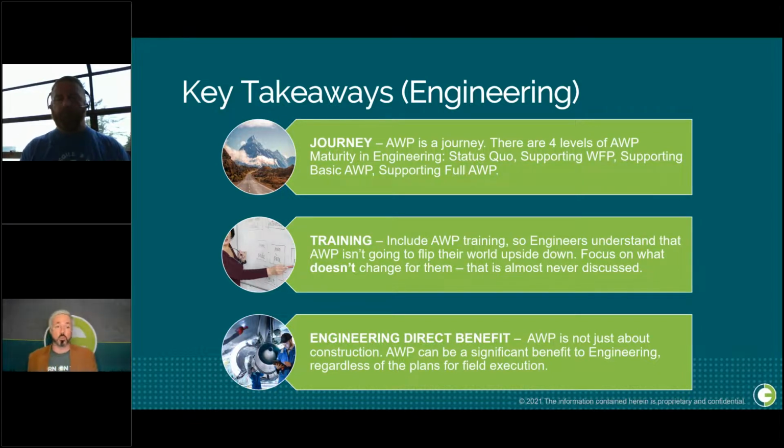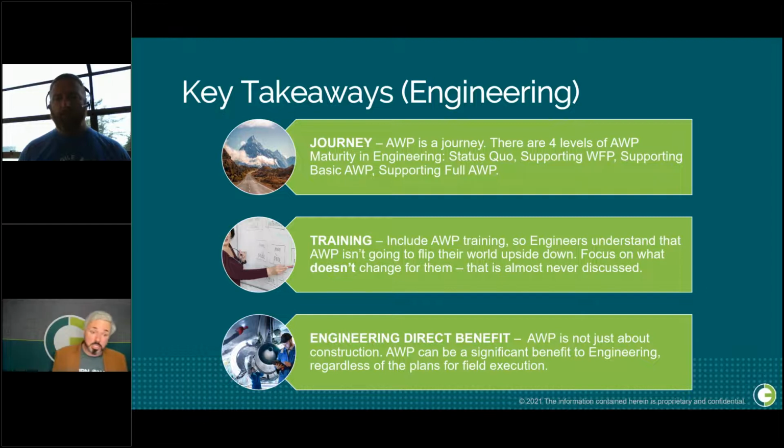And then when you move into supporting full AWP, which is engineering getting direct value out of AWP by leveraging level 4 planning, design work packages, vendor work packages, better review of vendor documentation, better constraint management, agile project management. It is a journey, and you should think of those as steps, and wherever you are, you should have a plan to move up those levels.